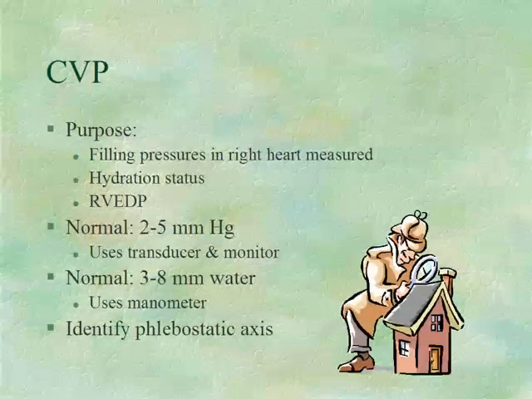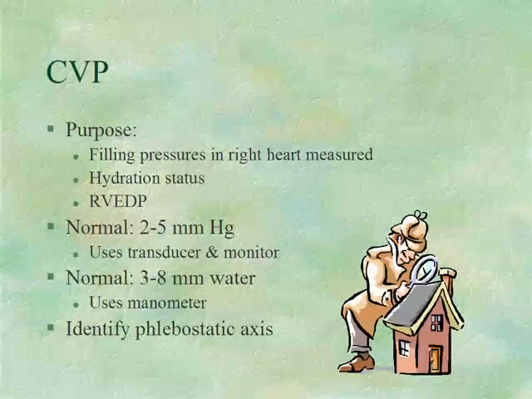Central venous pressure: the purpose of this is to identify filling pressures in the right heart, your patient's hydration status, or to look at your right ventricular end-diastolic pressure. It is not good for looking at left ventricular dysfunction. You can do this with the head of the bed elevated 0 to 60 degrees. The normal is 2 to 5 millimeters of mercury. Remember, your wedge pressure is 5 to 15.